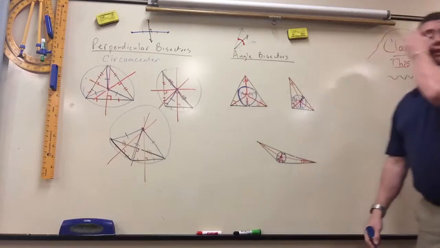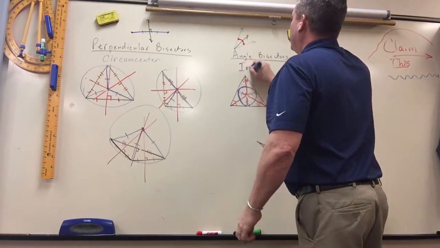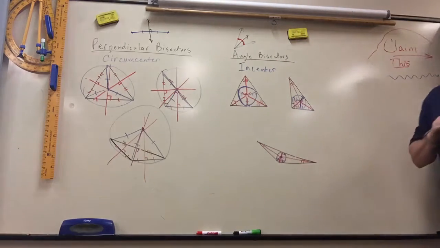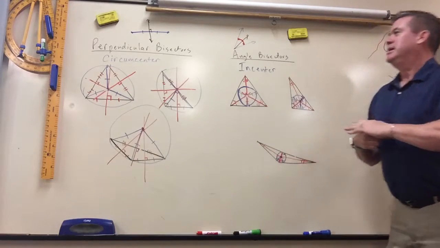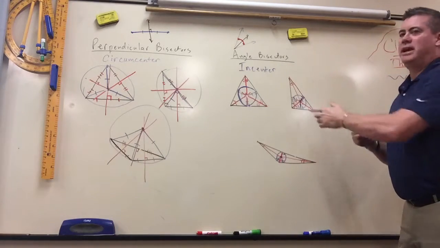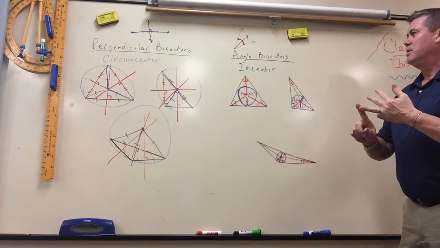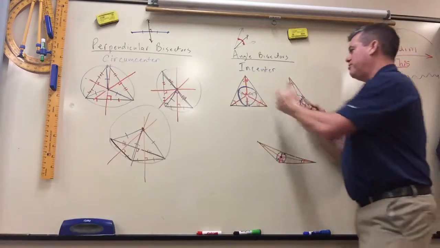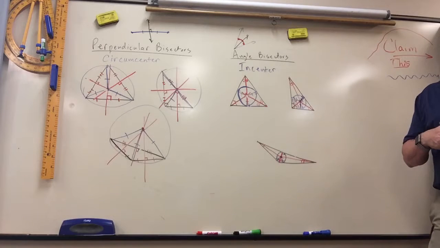So you can draw a circle inside, which means that point is called the incenter. Okay? Now, in this chapter, there's perpendicular bisectors, angle bisectors, altitudes, medians. I think it's just those four. They all have different names. And you do need to know the differences between those names.